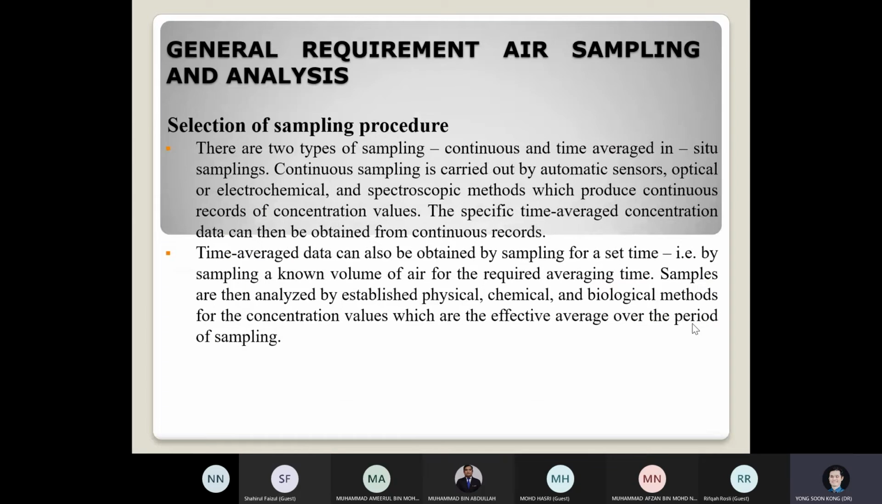Okay, selection of sampling procedure. Now this one, there are several types of procedure that you can use. So you can see here, it could be continuous and time average in situ sampling. So when you look at the time here, you can monitor all the times that you want, or you can select only a certain time frame that you want to monitor.